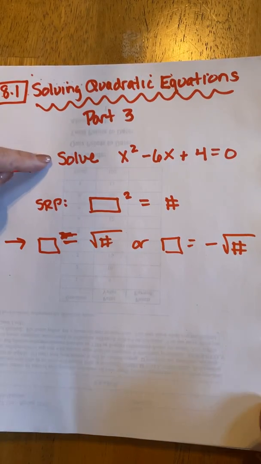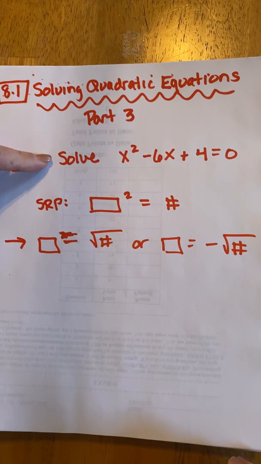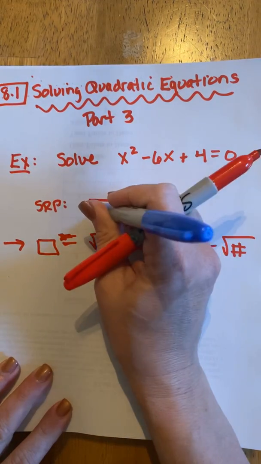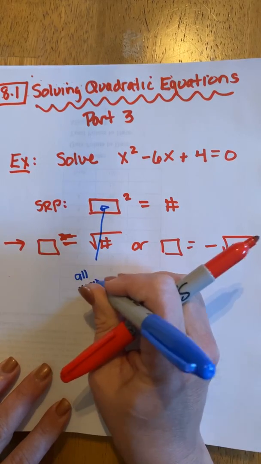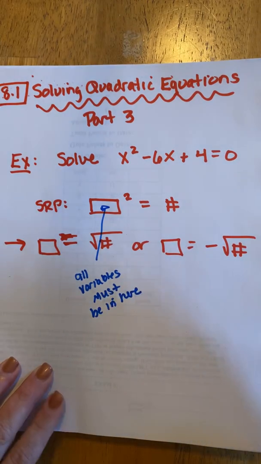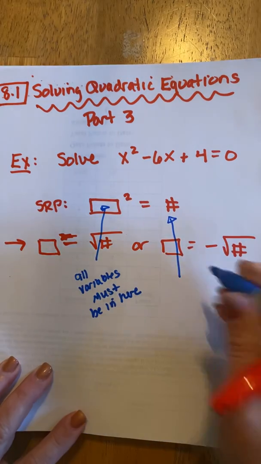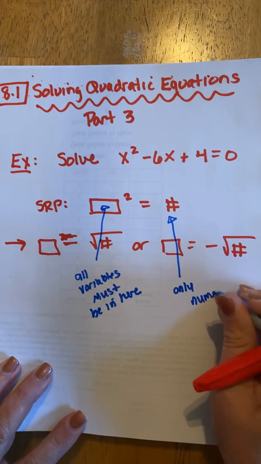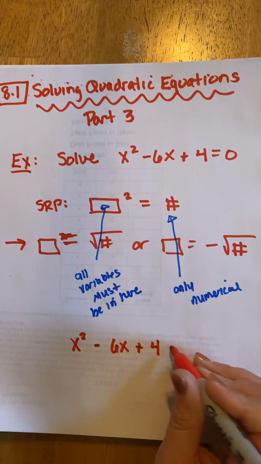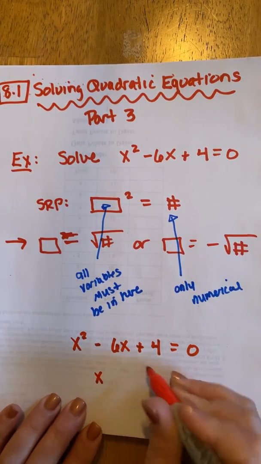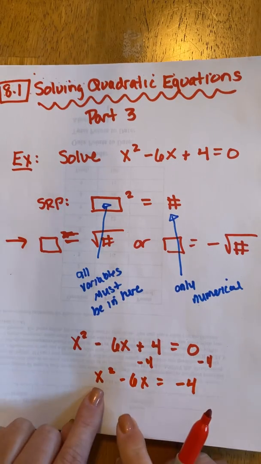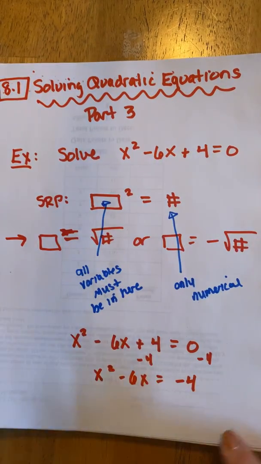So when we go to solve something like this, it is not factorable. You can try. And it's also not in this form. In order to use this form, all the variables must be in here, and we must have just a number on the right side of the equation. So this is only numerical. Problem with this guy is we can subtract the 4 from both sides, and we get x squared minus 6x equals negative 4. So we have something squared minus 6 times something, and the square root property doesn't accommodate for that.